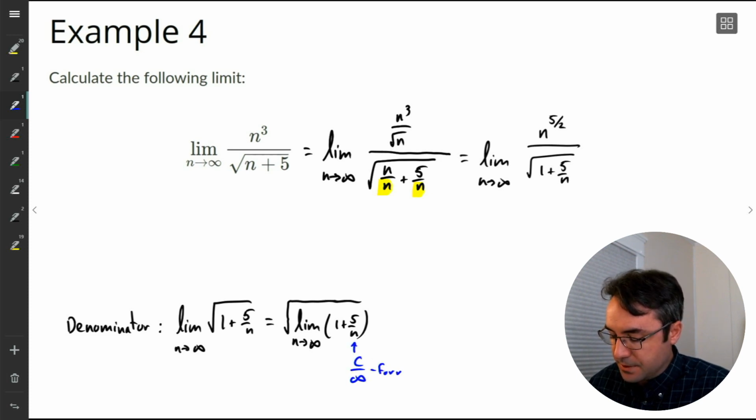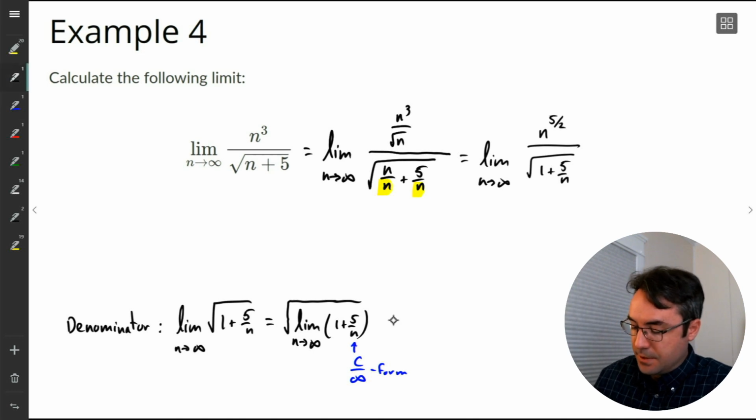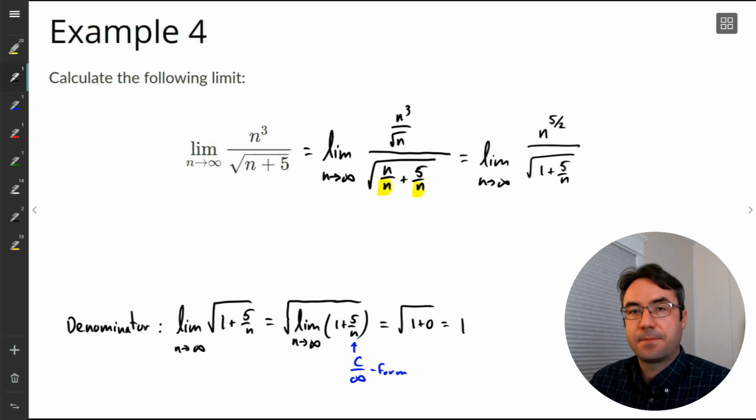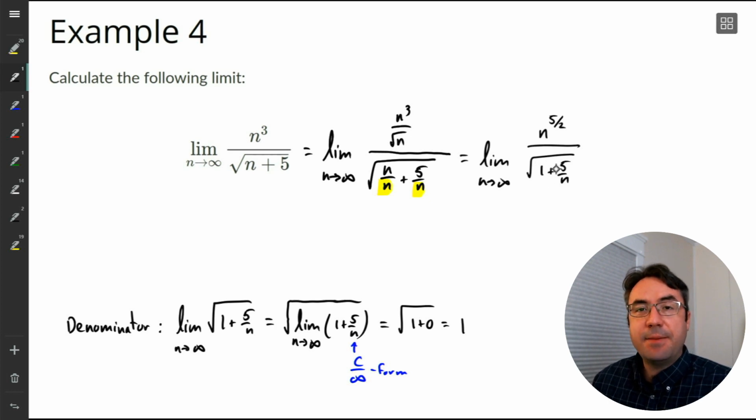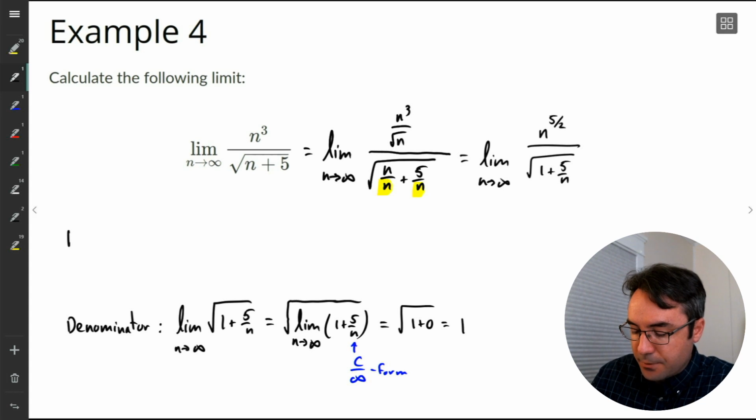And we know that goes to 0. So this ends up equaling the square root of 1 plus 0, which is just 1. So what's happening in the denominator here is, as n gets larger and larger, this denominator term is getting closer and closer to 1. All right, what's going on in the numerator?